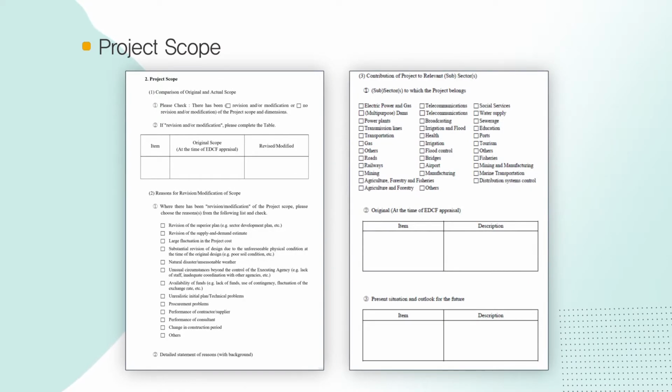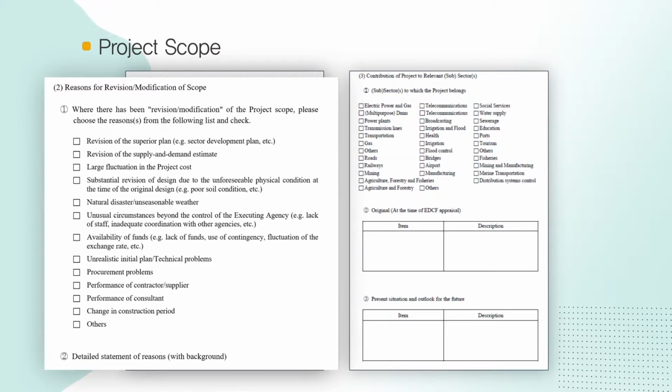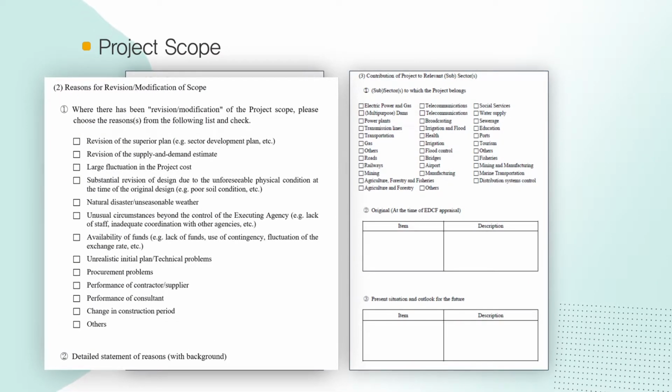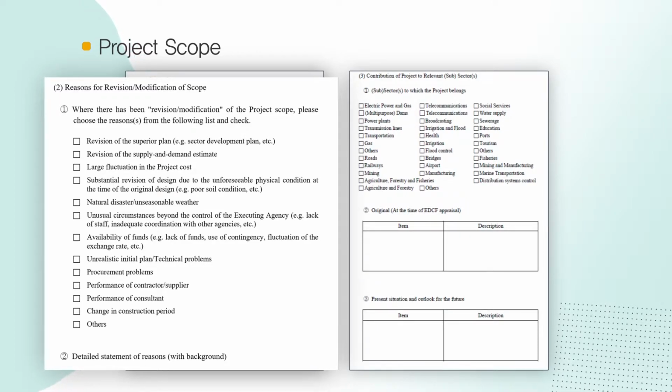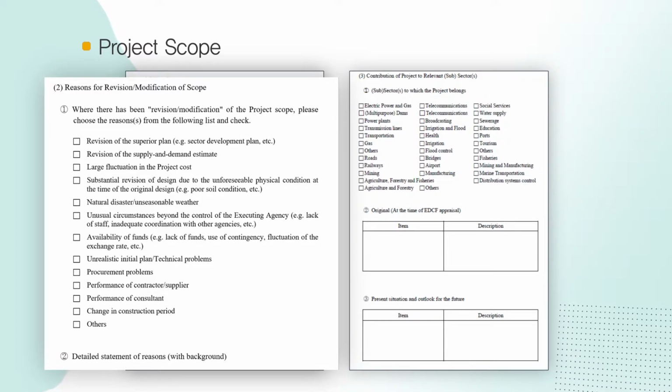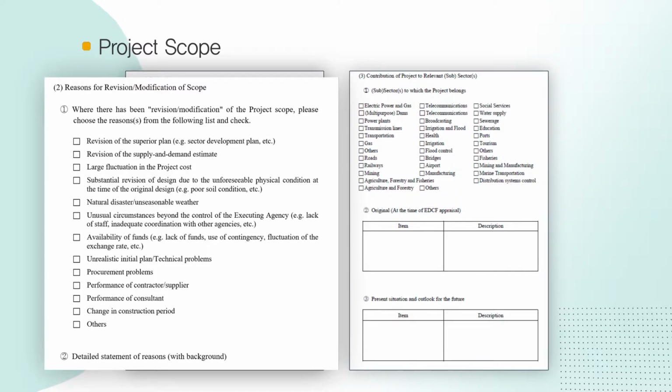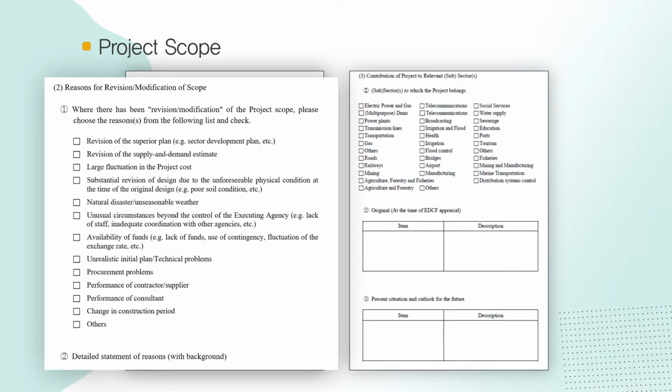If there has been any modification, including deletion and/or addition, to any of the items in the table Comparison of Original and Actual Scope, the reasons for such revision should be fully explained. For example, in case of modification of scope due to cost overrun, the reasons, amount, etc. of the cost overrun should be mentioned.